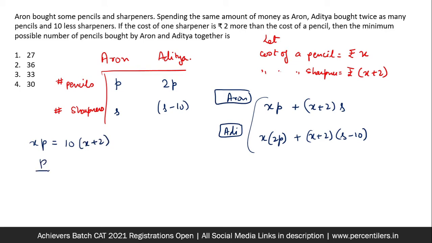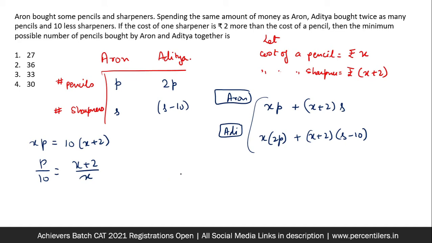Okay, so P upon 10 is equal to X plus 2 upon X. As you know, X is the price of a pencil. It cannot be negative, it cannot be zero either. So one thing that we know for sure is the number of pencils has to be more than 10, that was bought by Aaron.